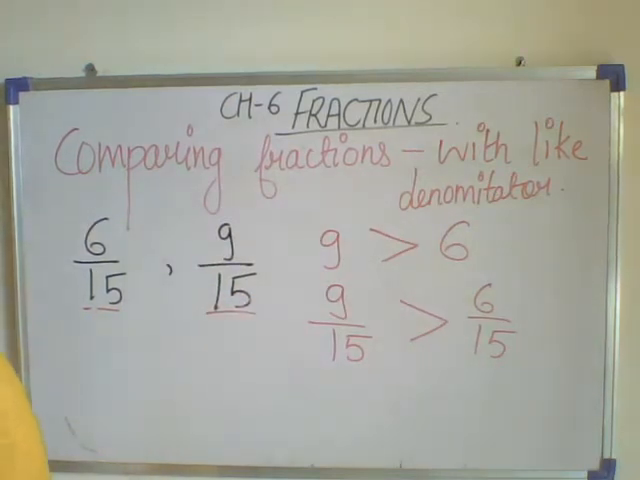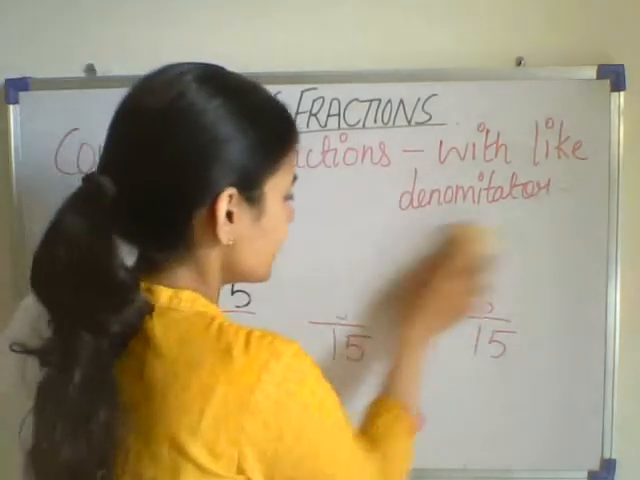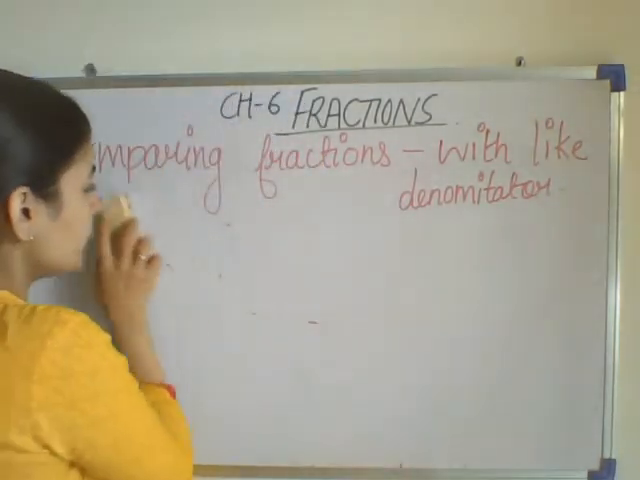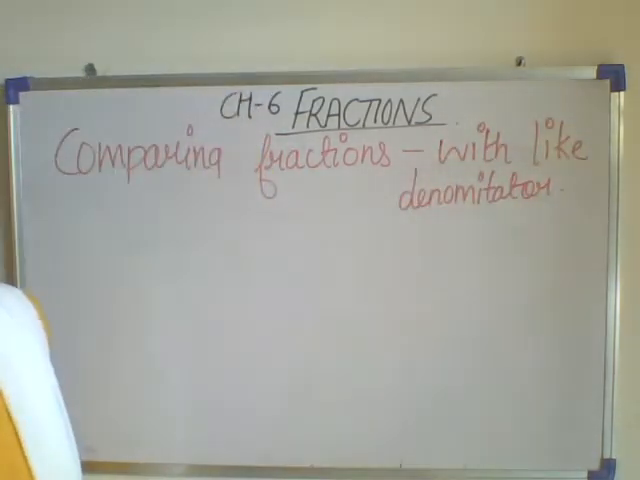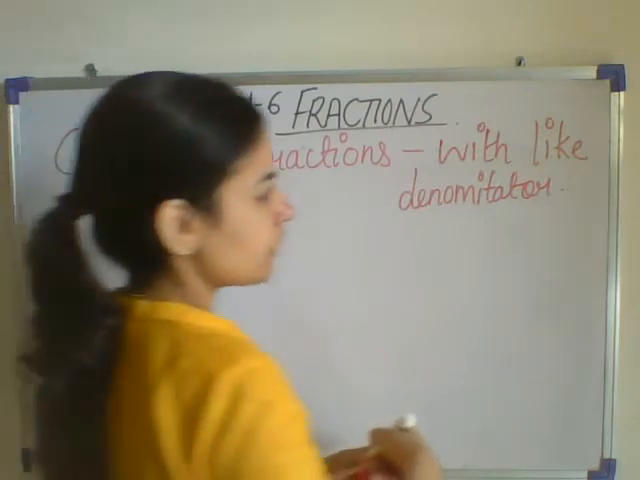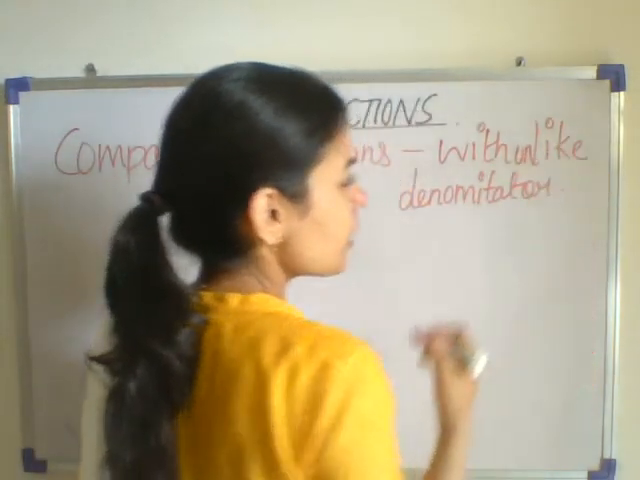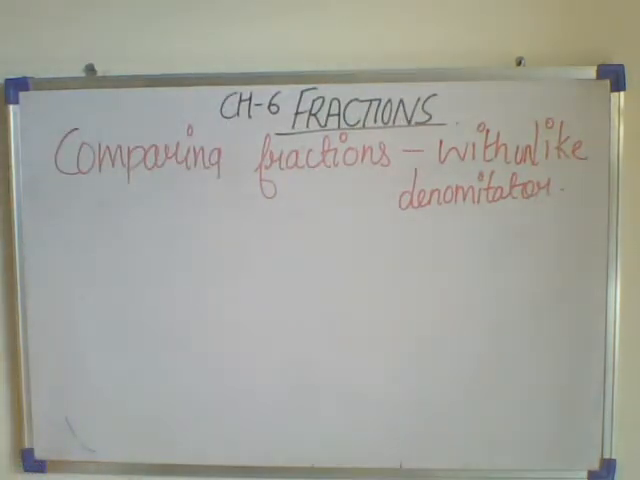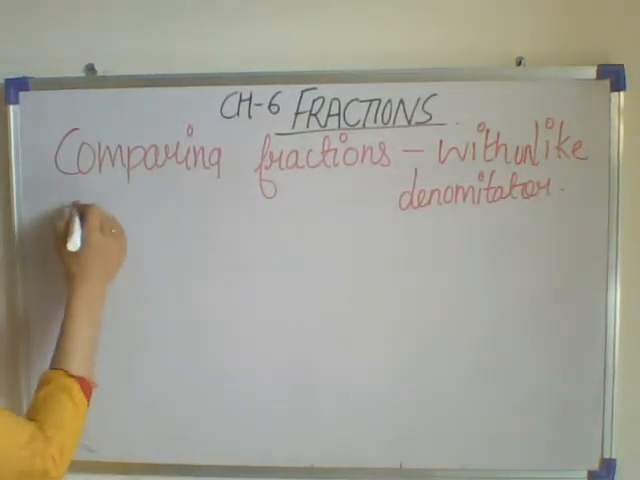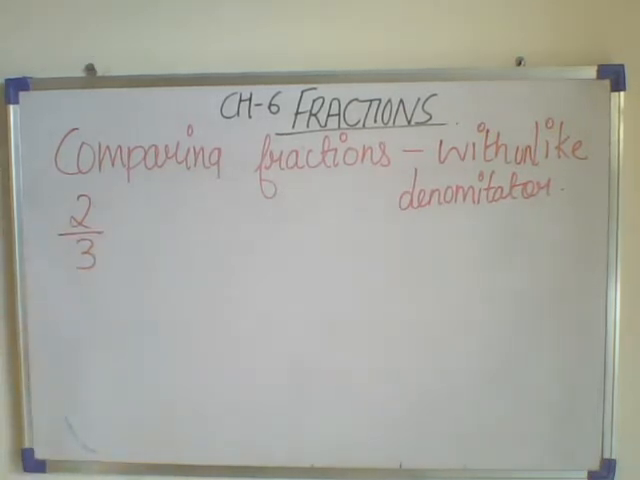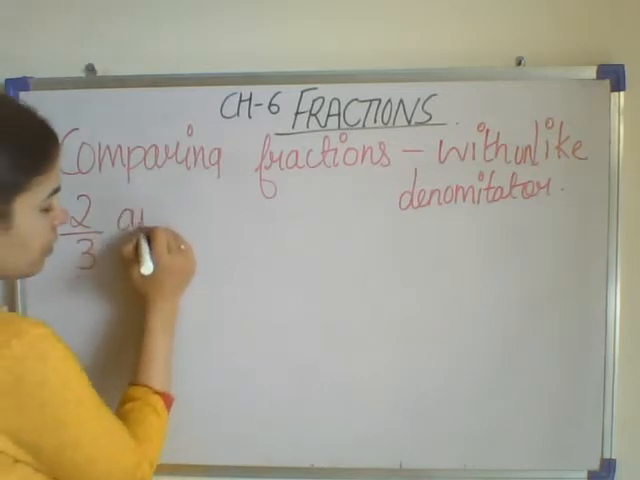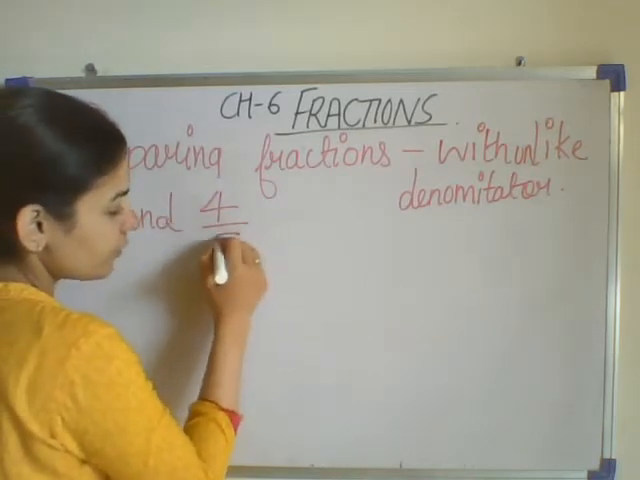Next, how to compare fractions if the denominators are unlike. Unlike means they are not equal. If the denominators are unlike, it means they are not equal. Let us write an example. Here I have written that we have to compare these two fractions, 2 by 3 and 4 by 5.